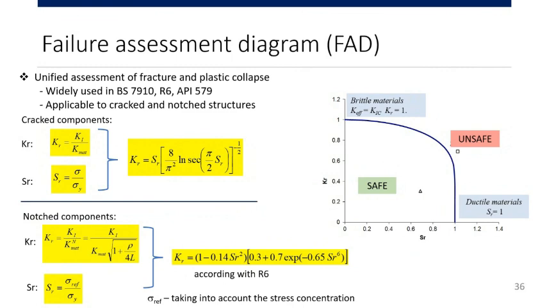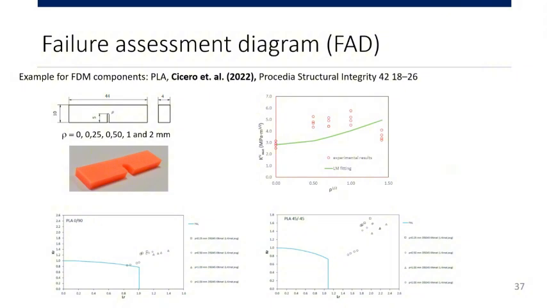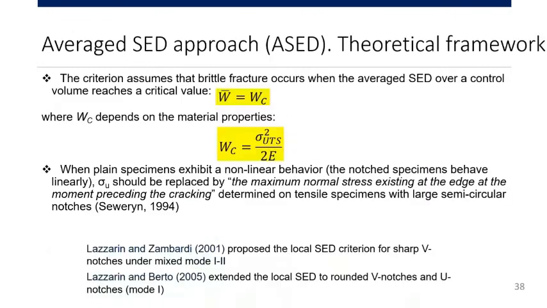There are some adaptations for notched components. Cicero was one of the researchers from Spain to introduce this. They consider the notch radius and the critical distance again. You can see their results are all in the experimental results for additive manufactured components. They use different raster orientations: 0, 90, 45, and minus 45. They calculate the fracture toughness of the material, taking into account the radius of the notch, and they assess quite well that the fracture occurs on these specimens.